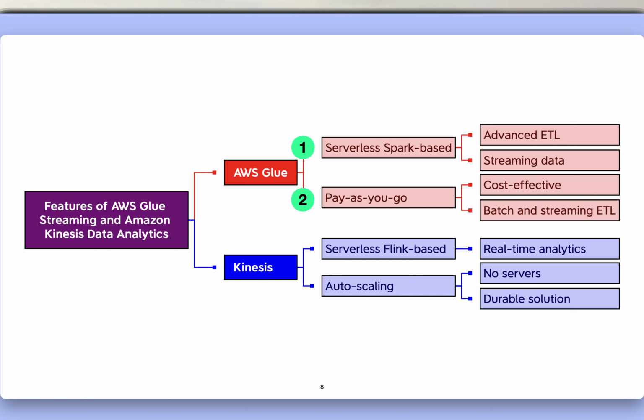2. AWS Glue, pay-as-you-go. AWS Glue uses a serverless pay-as-you-go platform, making it cost-effective for batch and streaming ETL jobs. 3. Kinesis, serverless Flink-based. Kinesis Data Analytics runs on a serverless Apache Flink-based platform, suitable for real-time analytics. 4. Kinesis, autoscaling. Kinesis Data Analytics automatically scales without servers, providing a durable solution for application state.